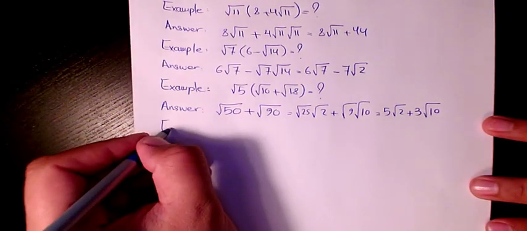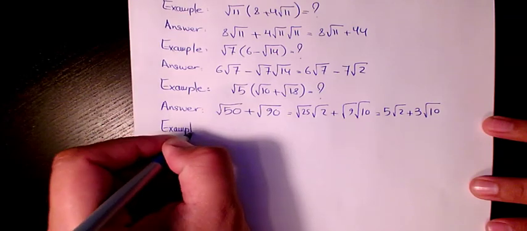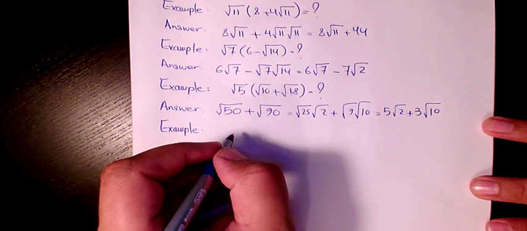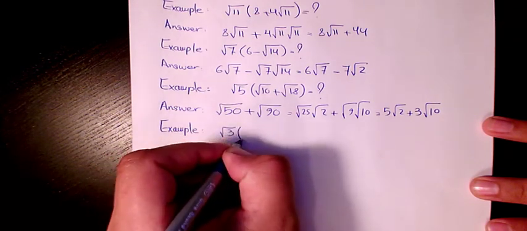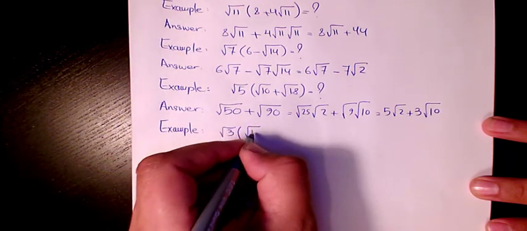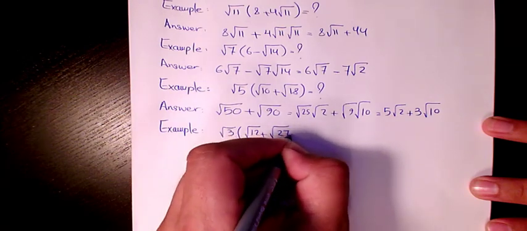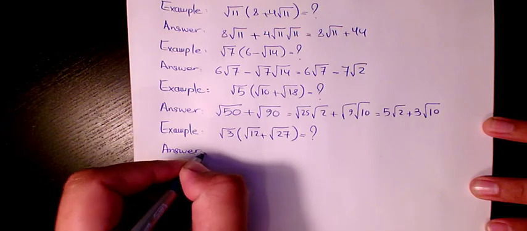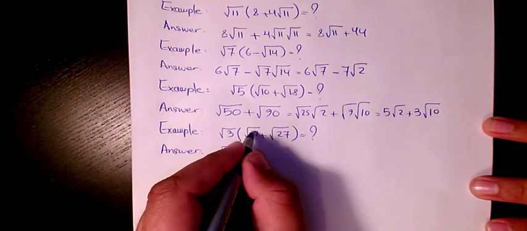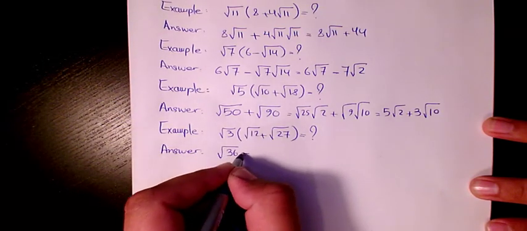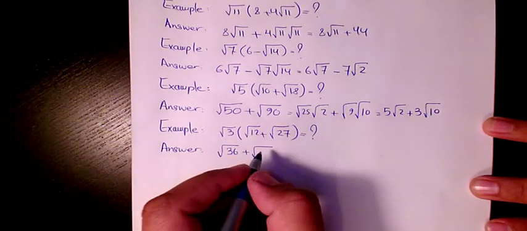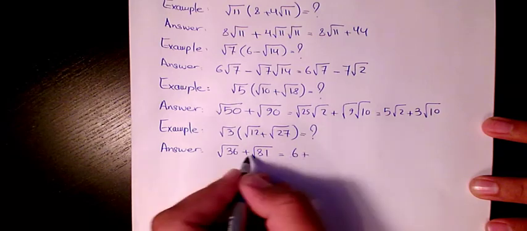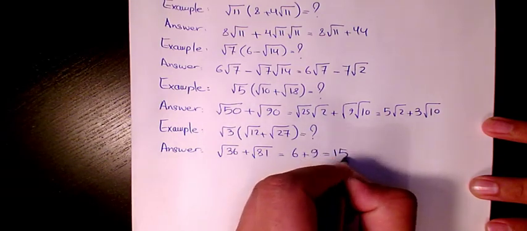Next example, root 3 times root 12 plus root 27. That will be root 3 times root 12, which is root 36. Root 3 times root 27 is root 81. So that's going to be 6. This one is going to be 9, so it's going to be 15.